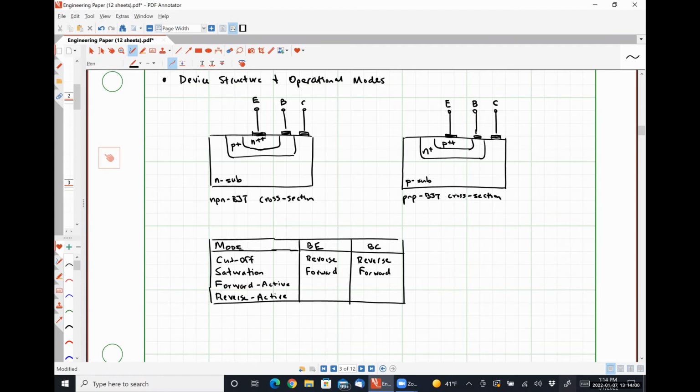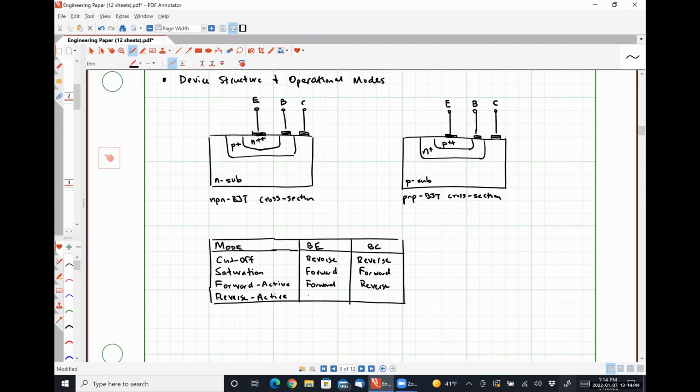Okay. Then we have the forward active region, where our base emitter junction is forward biased. So we are allowing diffusion from our very heavily doped emitter. So we're allowing charge carriers to diffuse from our very heavily doped emitter into our base region. And then we reverse bias our base collector junction, which effectively creates a large electric field, which sweeps those diffusing carriers through to the collector.